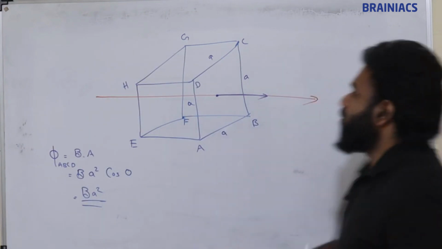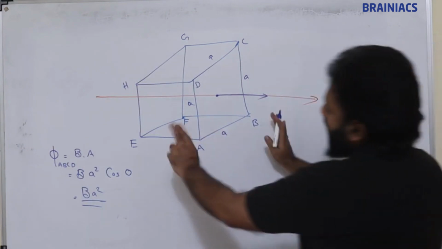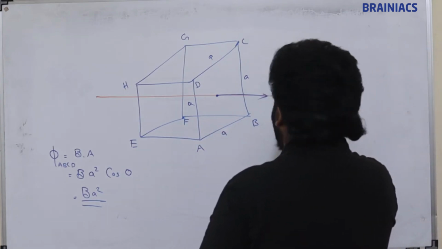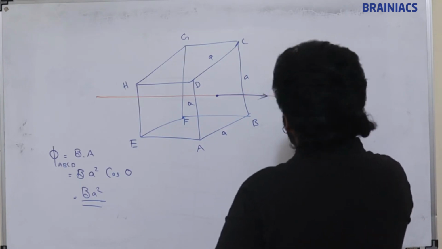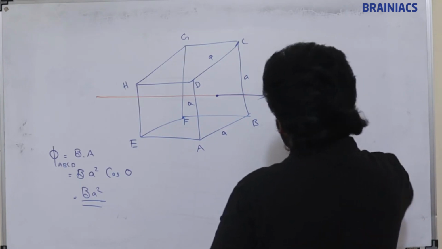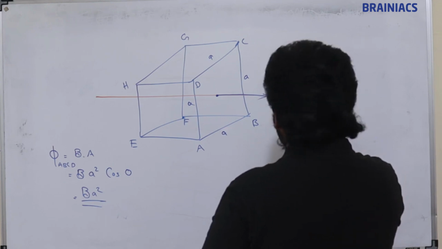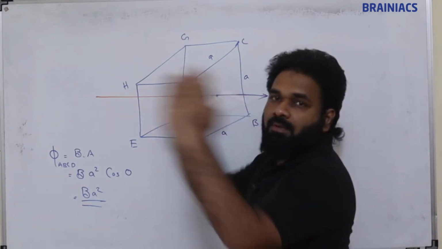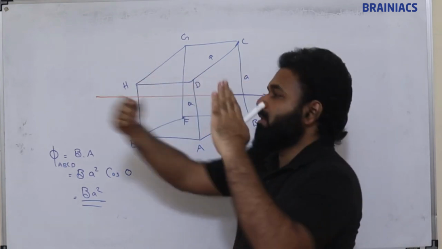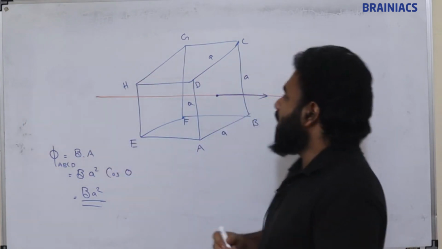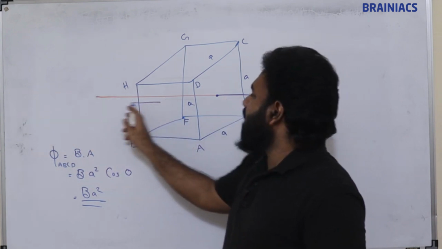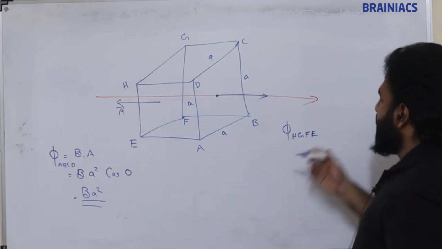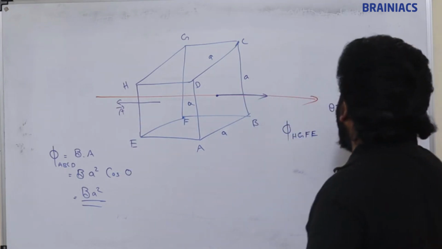Suppose we are asked to find the flux passing through HGFE, that is this face of the cube. Here this is the area vector, and this is its direction. So in this case, the angle will come as 180 degrees.